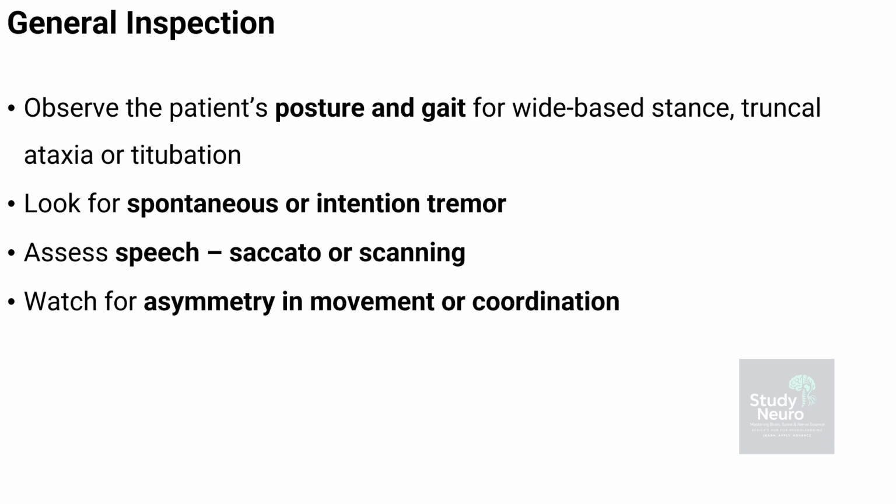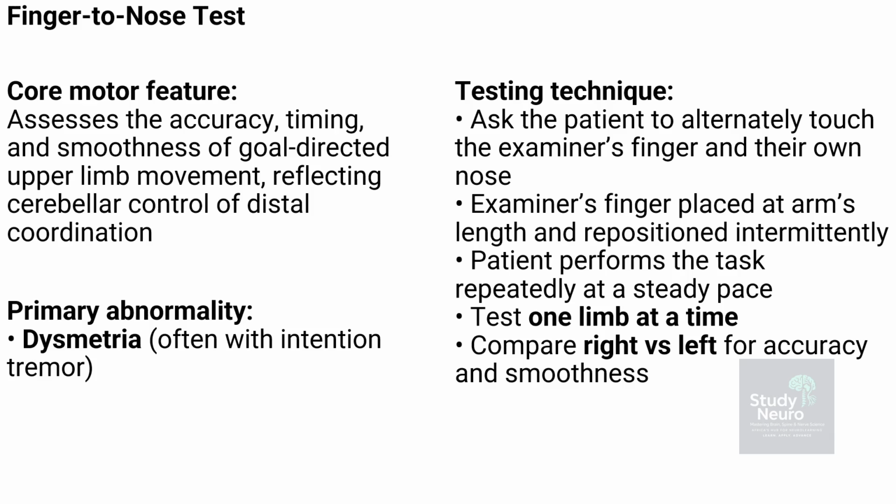lesion. The finger-to-nose test is a key part of the cerebellar exam, used to evaluate the accuracy, timing, and smoothness of goal-directed movements in the upper limbs. This test reflects how well the cerebellum controls distal coordination. The main abnormality we look for is dysmetria, often accompanied by an intention tremor that worsens as the hand approaches the target. To perform the test, ask the patient to alternately touch your finger and then their own nose.